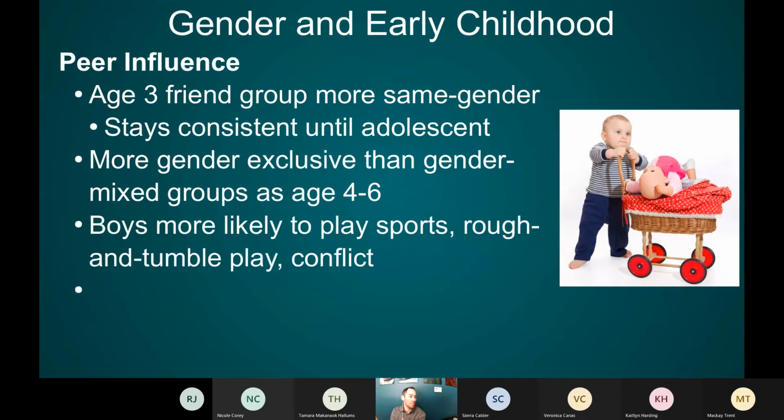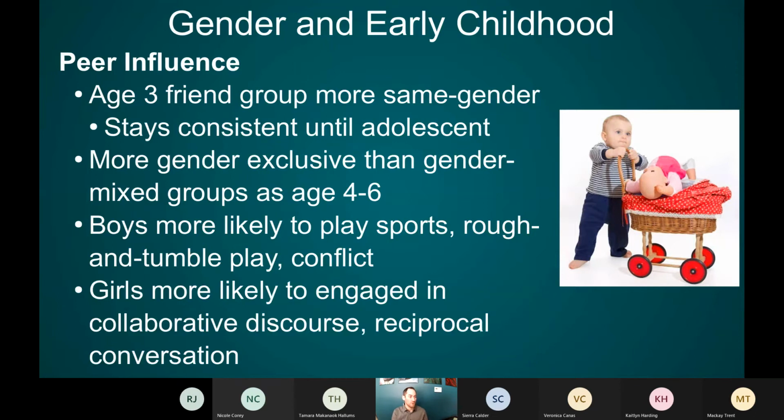So with that being said, boys tend to do more things like playing sports, rough and tumble play, and tends to be more conflict as well, versus girls in early childhood, who are more likely to engage in collaborative discourse and reciprocal conversation.